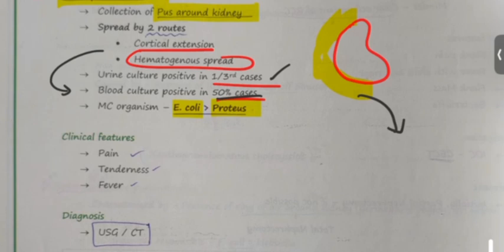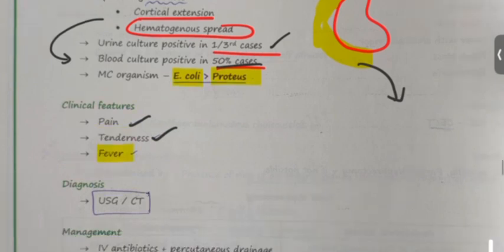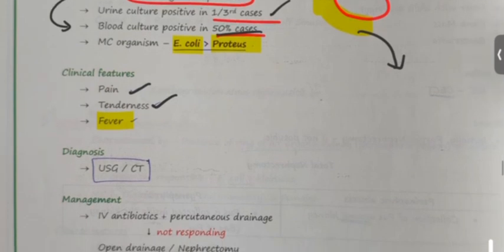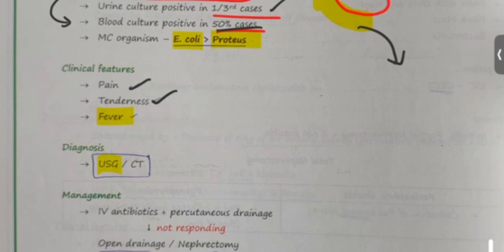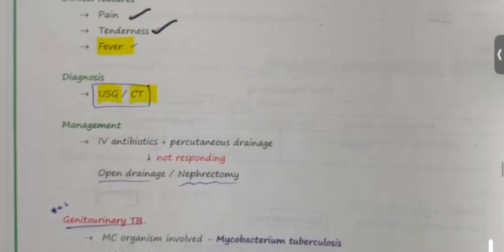Again, there will be pain because there is an abscess, so ongoing inflammation will be there, and pain and tenderness will be there. Along with that, since there is an infection, fever will be there. How will we diagnose this? Again, it is an abscess, so fluid will be there. We can go for USG, or in order to know the extent of the abscess extension, we can go for CT scan.